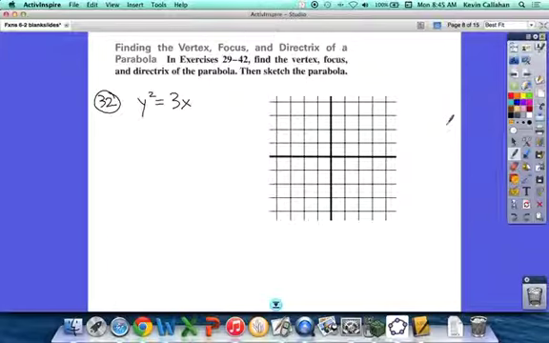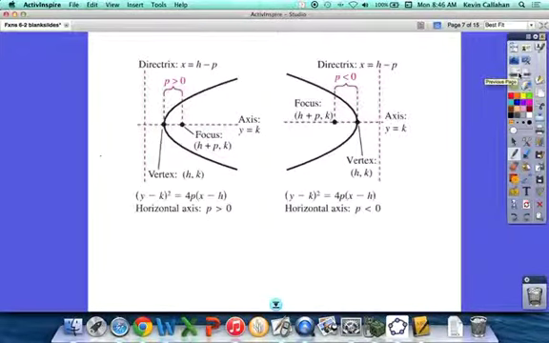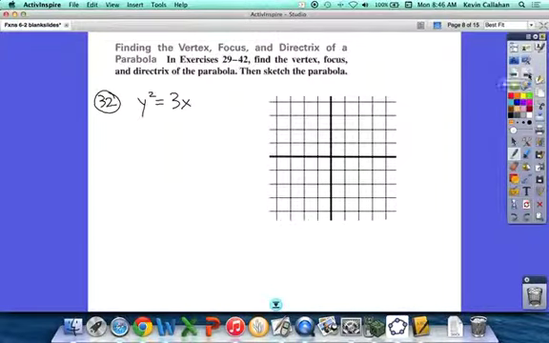It's horizontal because it's x equals y squared, right? So it's either to the right or to the left. Is it to the right or is it to the left? Remember, how did you tell? It's horizontal. It opens to the right if p is greater than 0. It opens to the left if p is less than 0. Where do you look for the p? It's the coefficient of the x term. So look at that. Is it positive or negative? It's positive 3. So it's going to open to the right.